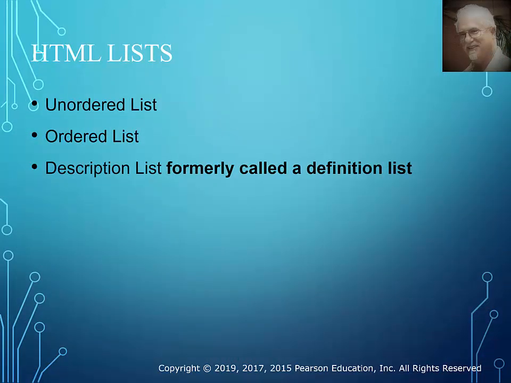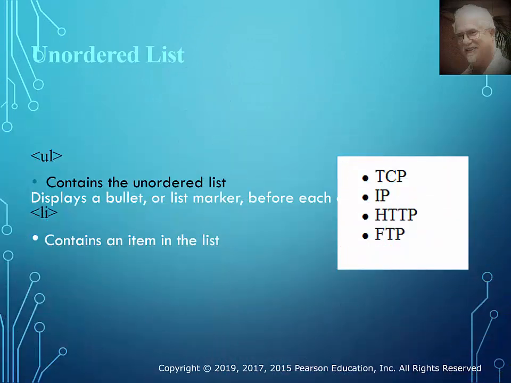The lists are really important in web pages. Lists are real easy, short ways of putting information out there. One is called an unordered list. That is, you have like bullet points or squares or empty circles. That's just a UL, unordered list, and then LI, list items. So it's something like here, TCP/IP, HTTP, FTP, that sort of thing.